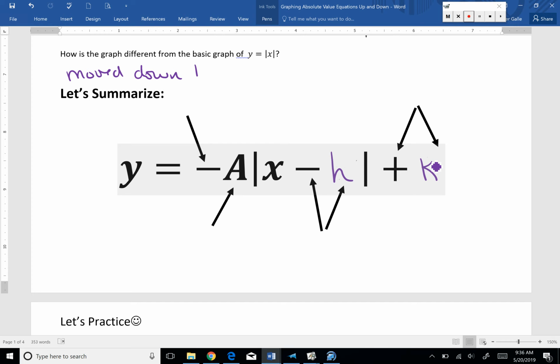So let's go from left to right. The first thing I see is a negative sign. We've looked at this negative sign the last few classes. If there's a negative sign in front of our absolute value bars, it's going to cause a reflection. And how some of you like to describe that is that it flips, and some of you like to say it's upside down.